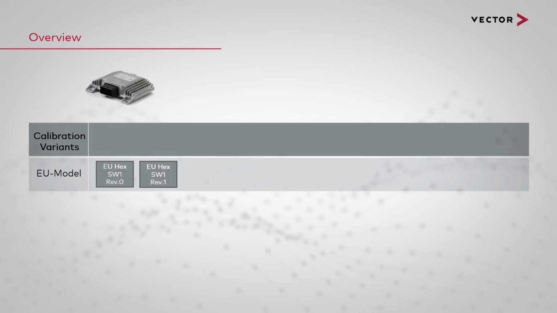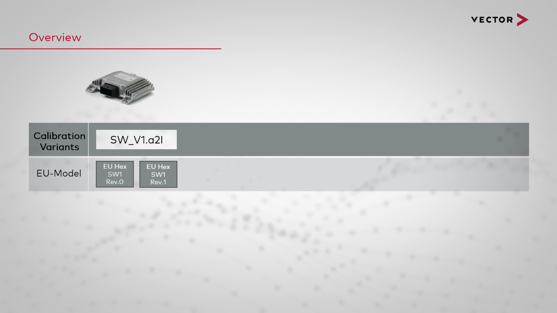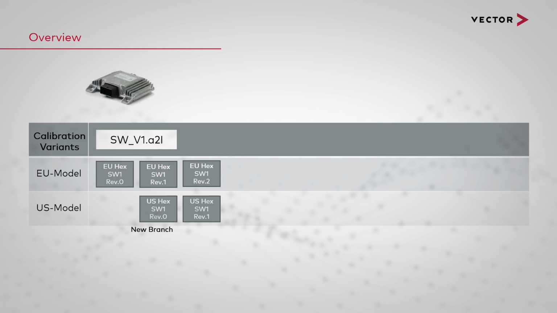First, let's have a look at a typical calibration project. There's a first version of the software with a calibration variant based on an EU model. We already have different revisions based on changes in the calibration. Another revision with calibration changes is now available. Additionally, there's now a new variant based on a US model. The EU model has been used as the basis for this new model.